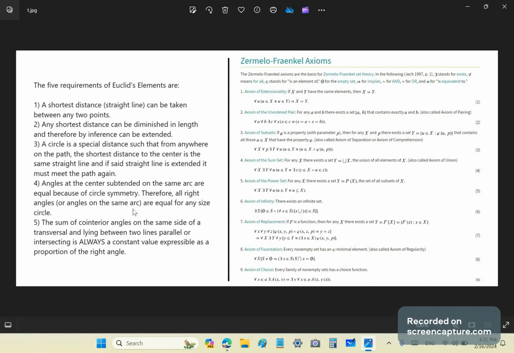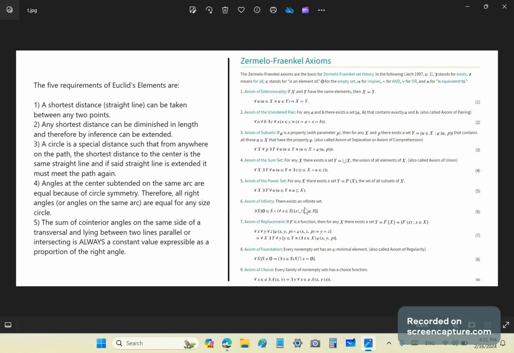There's a lot to this, and if you study my article, you'll see how I build everything up from nothing, even before one. There's actually a prologue which I've written, which has to come before the five requirements. Therefore, all right angles are equal for any size circle. And finally, the fifth most misunderstood requirement, not axiom, not postulate, or the utter garbage that you hear those fools tell you in classes. It says that the sum of co-interior angles on the same side of a transversal and lying between two lines, parallel or intersecting, is always a constant value expressible as a proportion of the right angle. So they all build on each other. Unlike what you've heard those Abel Prize fools and Fields Medal fools tell you, there's nothing about axioms here.